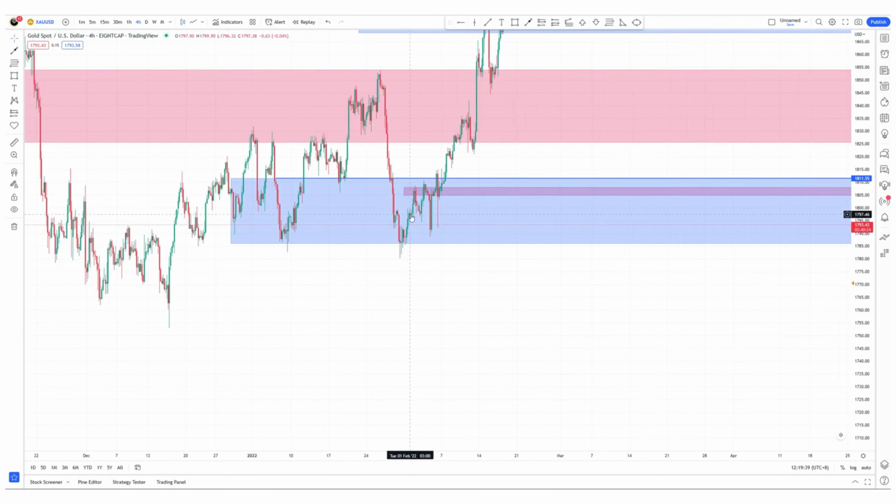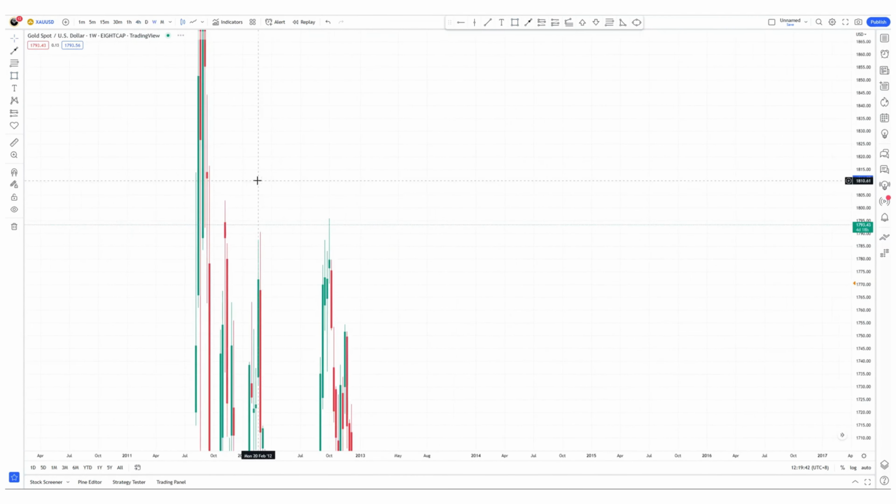Yes, can you see this purple zone over here? Let me see. Sorry guys.